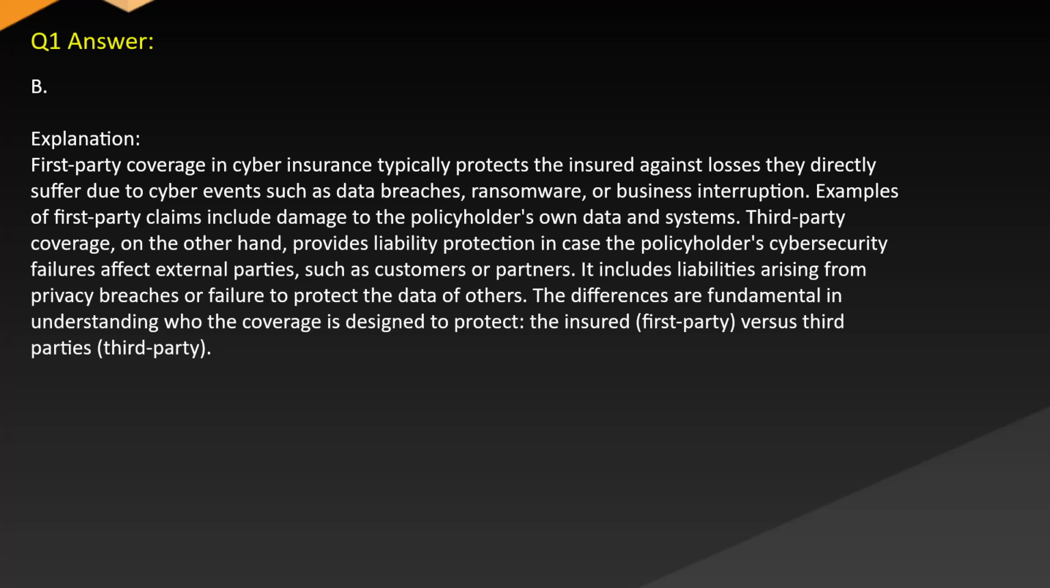Answer. B. Explanation. First-party coverage in cyber insurance typically protects the insured against losses they directly suffer due to cyber events such as data breaches, ransomware, or business interruption. Examples of first-party claims include damage to the policyholder's own data and systems. Third-party coverage, on the other hand, provides liability protection in case the policyholder's cybersecurity failures affect external parties, such as customers or partners. It includes liabilities arising from privacy breaches or failure to protect the data of others. The differences are fundamental in understanding who the coverage is designed to protect: the insured, first party, versus third parties.